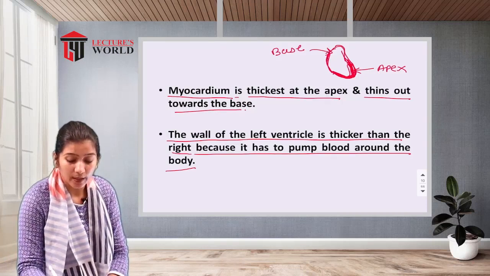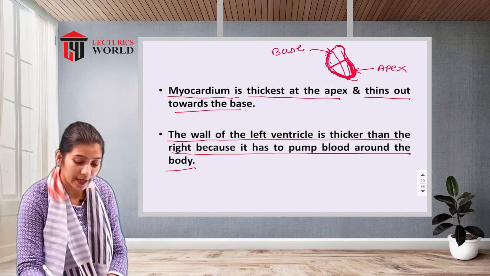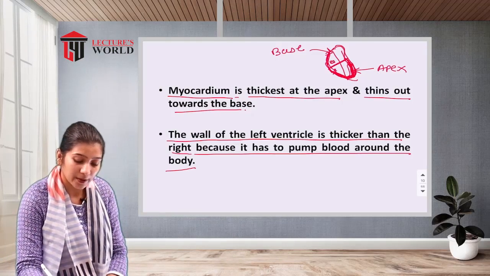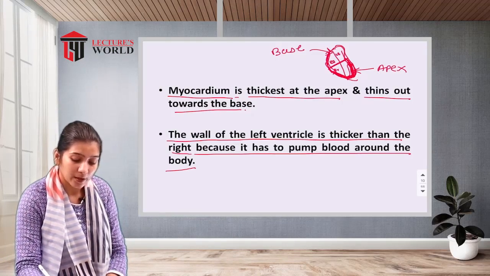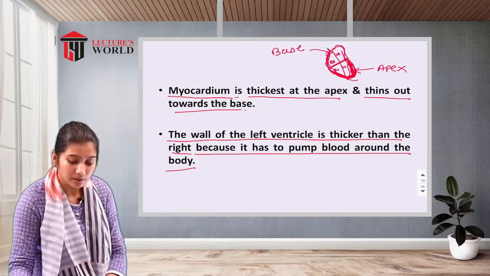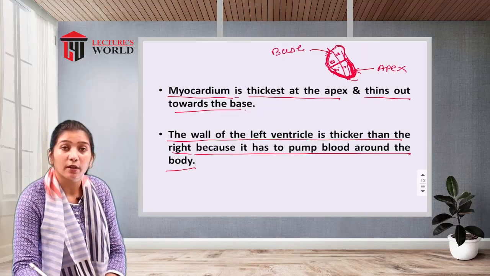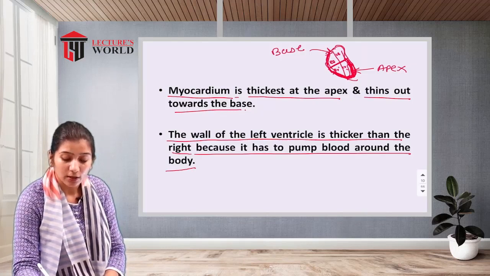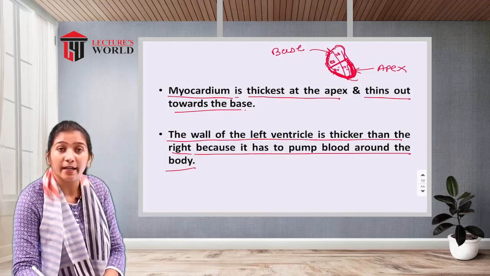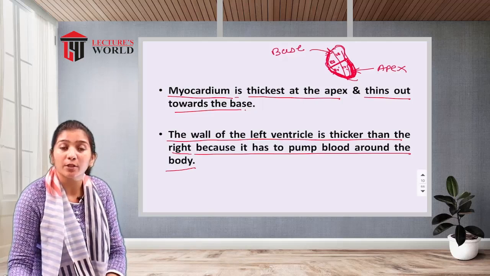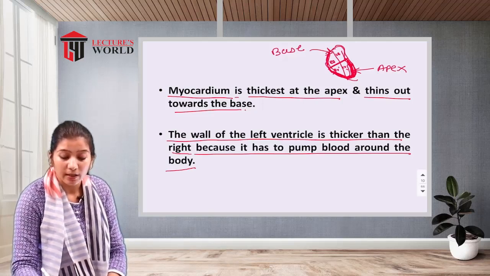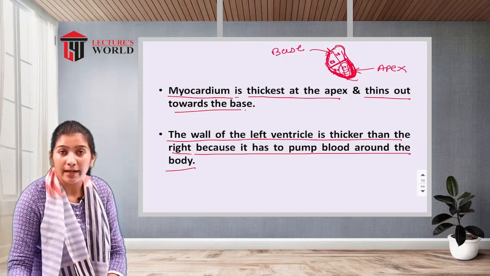You can see over here there are four chambers: the right atrium, right ventricle, left atrium and left ventricle. From the right ventricle the blood goes to the lungs, and from the left ventricle the blood is passed to all over the body. So the myocardium layer will be thickest in the left ventricle compared to the right ventricle.